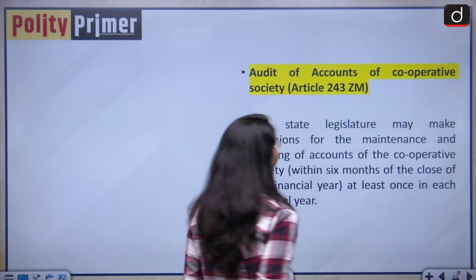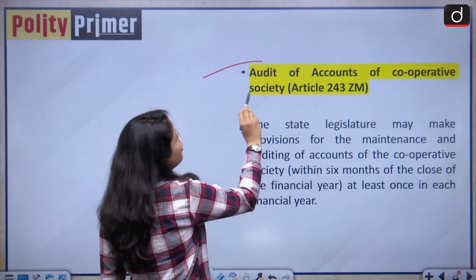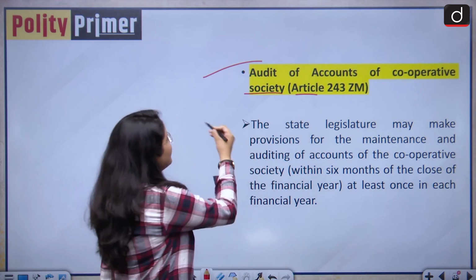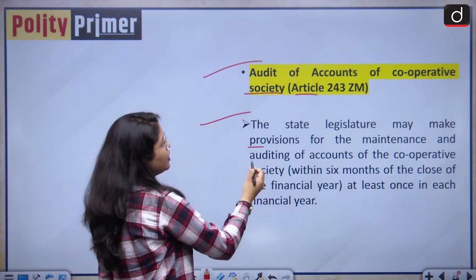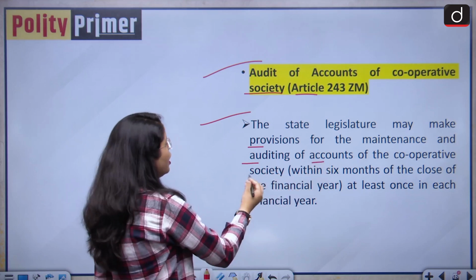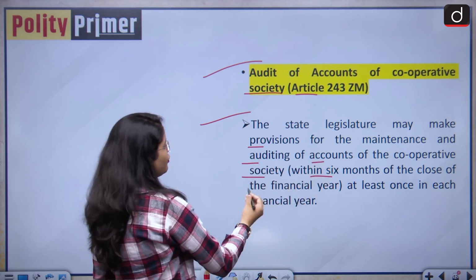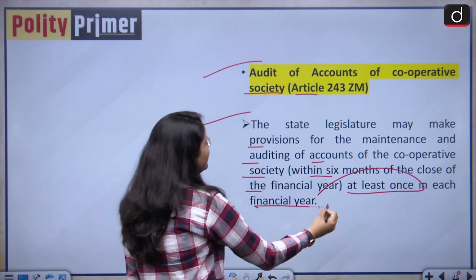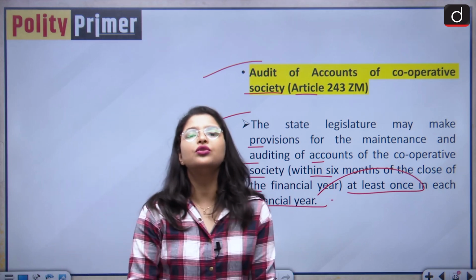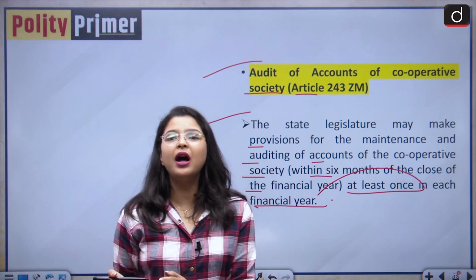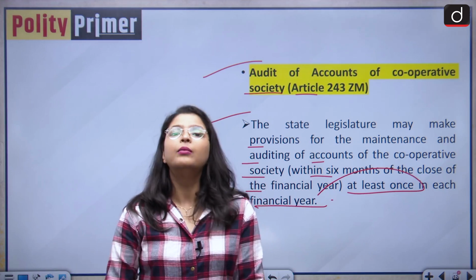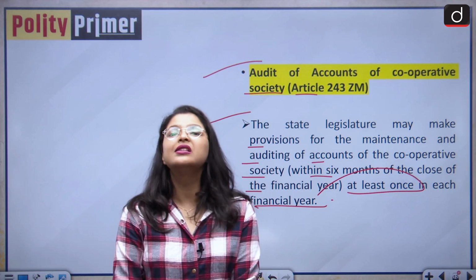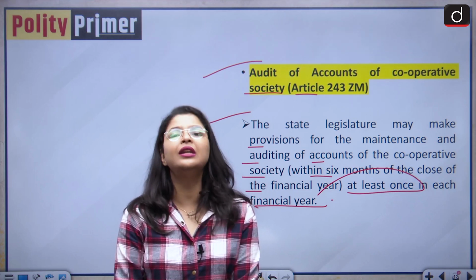Moving forward, audit of accounts of cooperative societies, that is dealt under Article 243ZM. So basically the state legislature may make provisions for the maintenance and auditing of accounts of the cooperative society within 6 months of the close of the financial year, at least once in each financial year. So you see, although the state legislature had the power to regulate the cooperative society, the powers that were given through Part 9B of our Indian Constitution to the state legislature were very restrictive in nature.